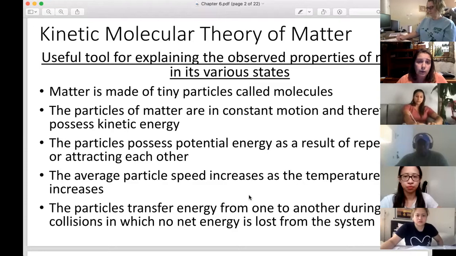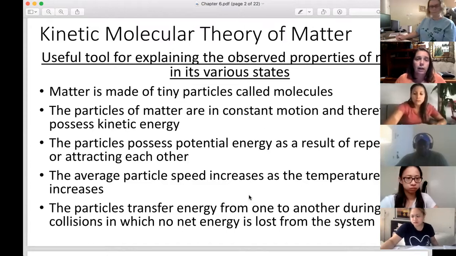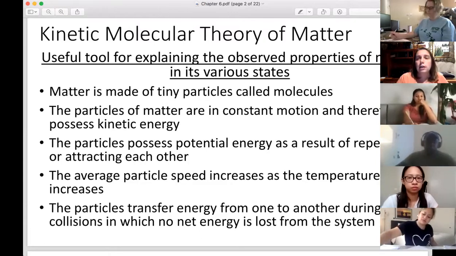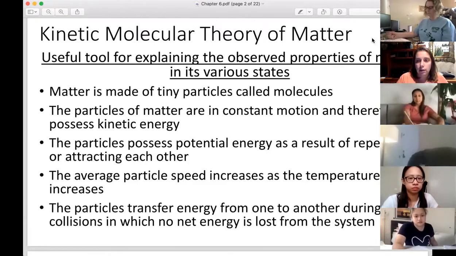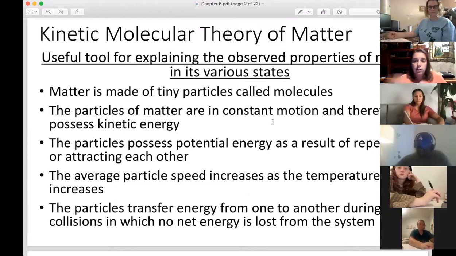Because the particles are always moving, not just gas particles floating around the air, but even in your desks and everything, those little molecules and atoms and the electrons in the atoms, everything's moving. It's just that we can't observe that, but they're all moving. They possess energy as a result of repulsions and attractions to each other.